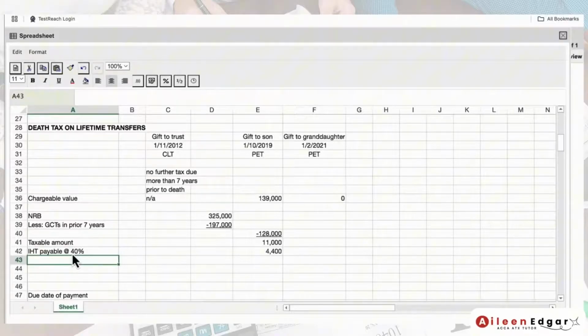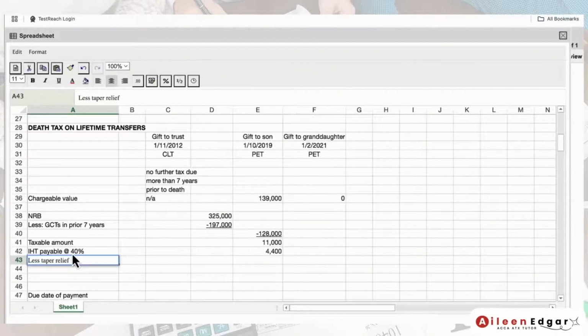Taper relief does not apply while the donor is still alive, and taper relief does not apply in a death estate. So this here, where we're doing death tax on lifetime transfers, is the only place you're going to see taper relief potentially apply. And it doesn't apply in all situations. It's only for when the donor has survived 3 years since the date of the gift. So if they've survived 3 years, but they haven't quite made it to the 7 years, there is an amount of relief we can deduct.